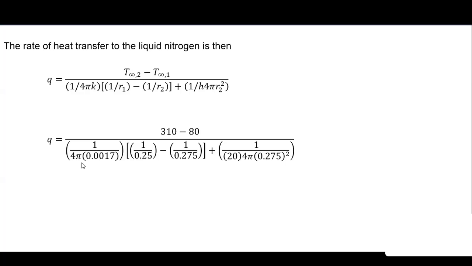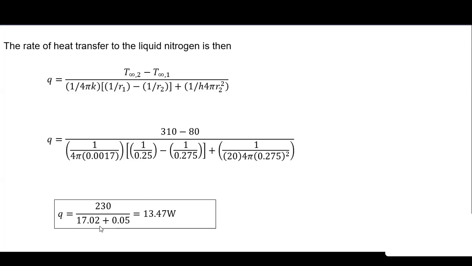So if you put the values in these equations, you can calculate the rate of heat transfer equal to 13.47 watt. Very small rate of heat transfer. You can see because of the very low thermal conductivity of the insulation, there is a very large reduction in the rate of heat flow, and it is only 13.47 watt, which is very small. Now let us find out whether really it is small.